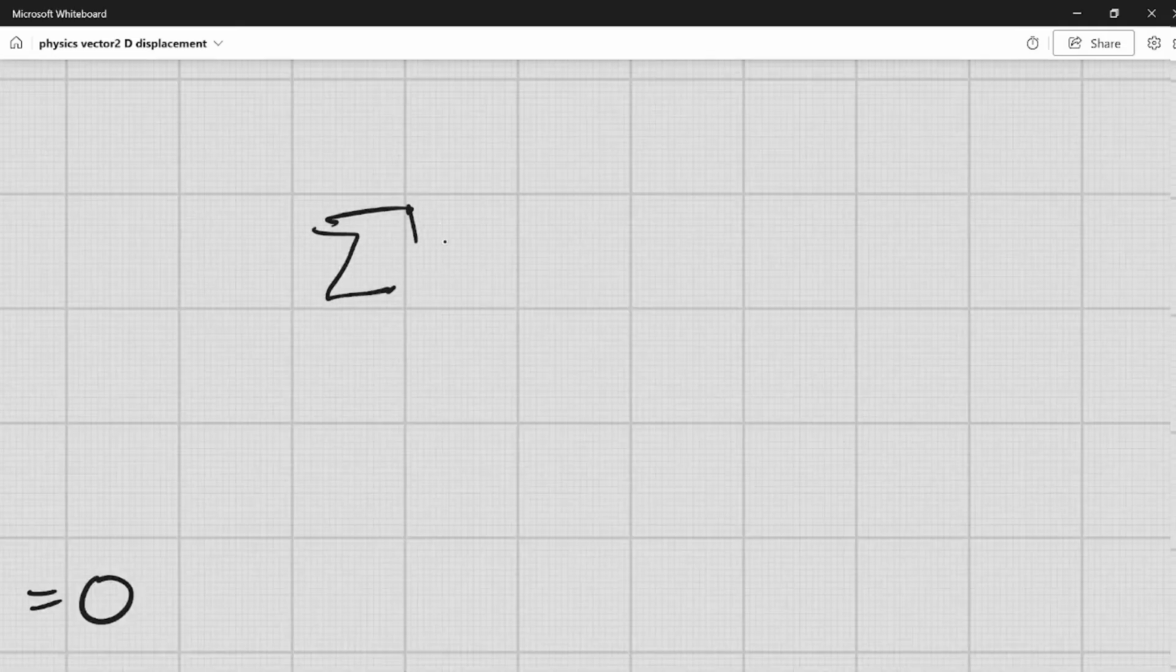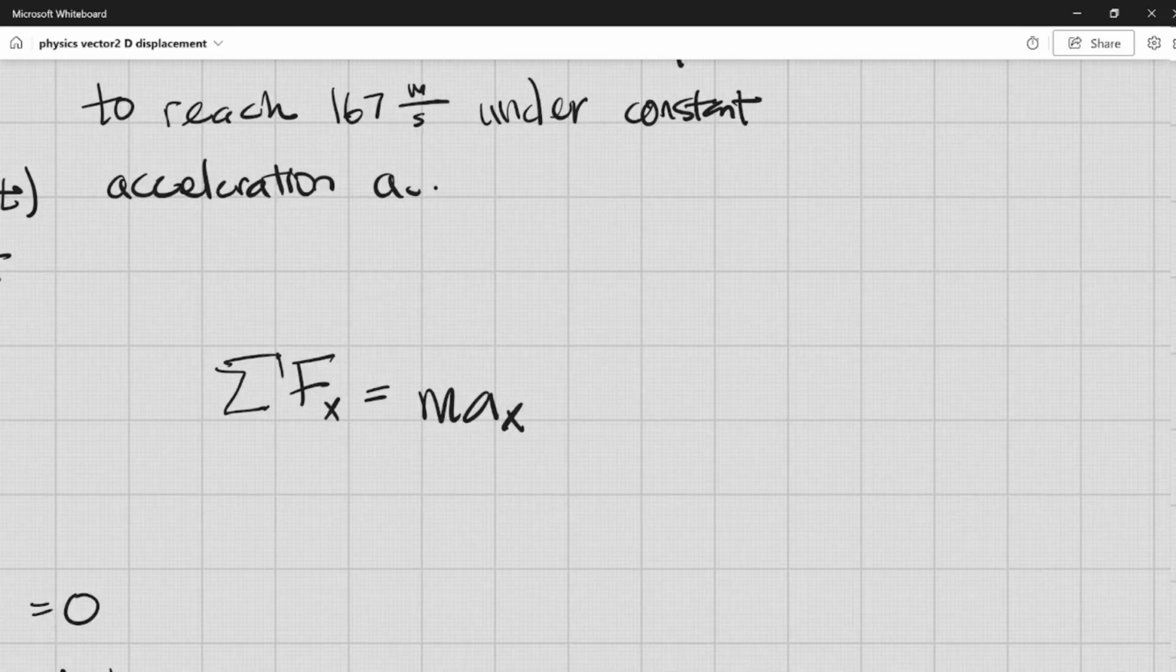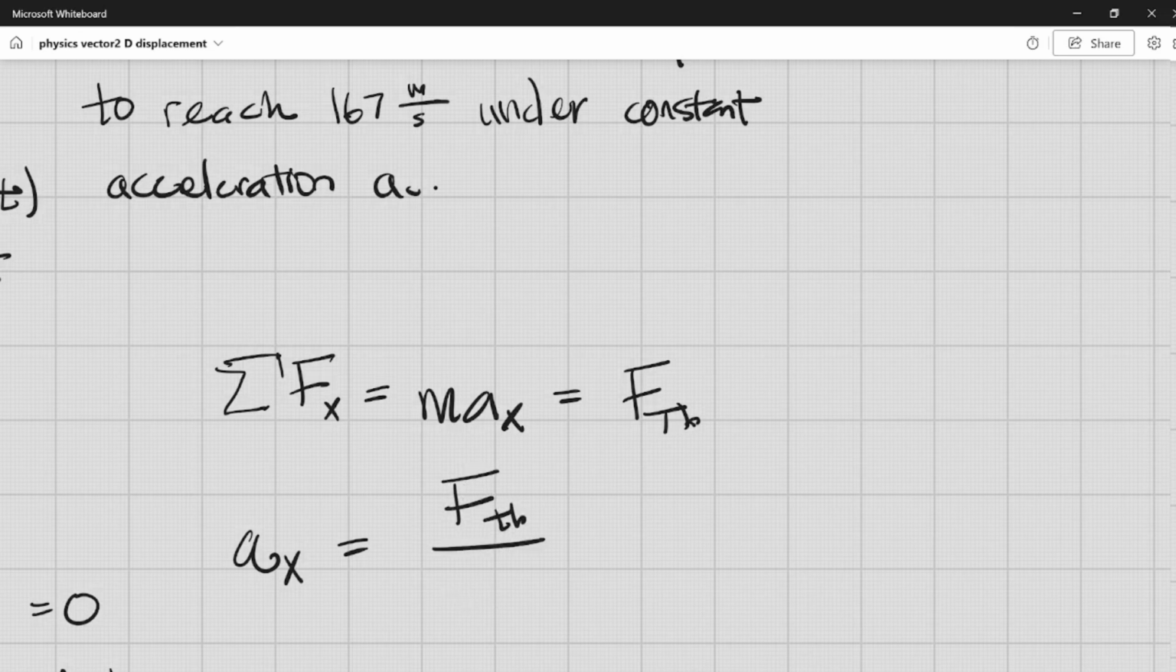The sum of the forces in the x direction, according to our free body diagram, is going to be the mass of the aircraft times the acceleration in the x direction, which is constant, mind you. The acceleration is constant, so we can employ our kinematic equations after we know what the acceleration is. The sum of the forces in the x direction is just the thrust force, right? So that means that a_x equals the thrust force divided by the mass of the aircraft.